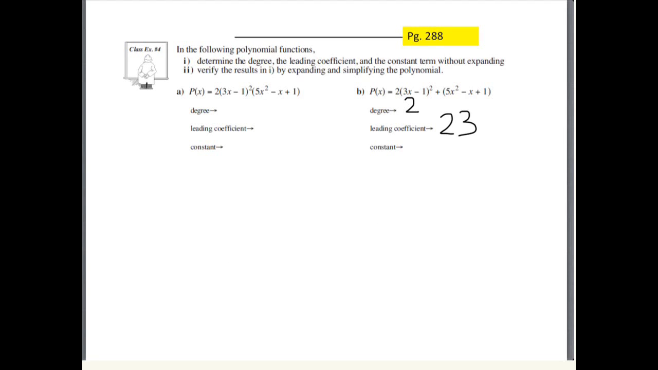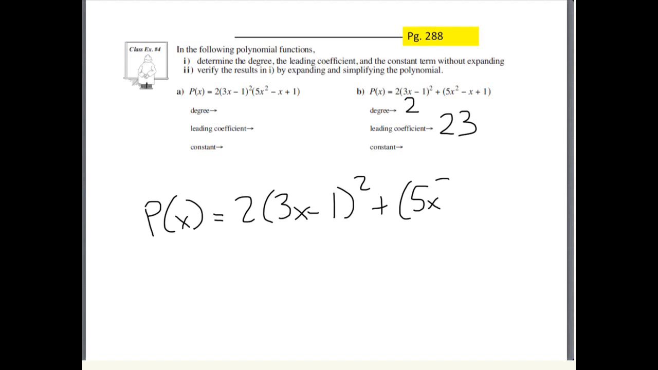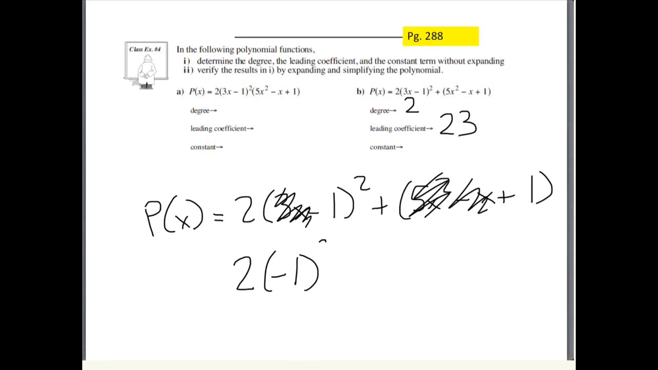Next up, we have a constant. So p of x is going to be 2, 3x minus 1 squared plus 5x squared minus x plus 1. With a constant, anything with an x on it doesn't matter. We can erase all of that. So we've got this 3x, get rid of it. We've got the 5x squared, get rid of that, as well as the negative x. What you're left with here is going to be 2, and in brackets negative 1 squared, plus we've got a positive 1.